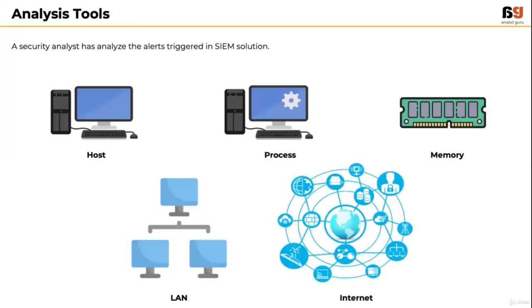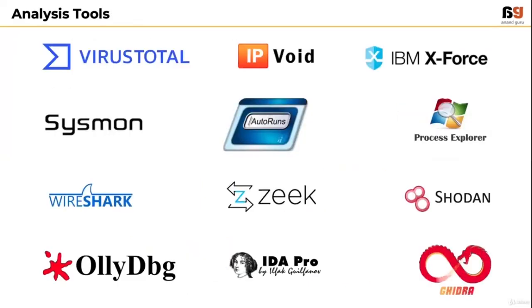So we also looked into the analysis tools. The security analyst analyzes the alerts triggered in the SIEM tool. We have the host, the process, and the memory. The attack can be within a LAN or the whole internet. Some of the tools are listed here. Shodan, I think I used Shodan a few days ago. I have VirusTotal, IPVoid, IBM X-Force, Wireshark, Zeek.